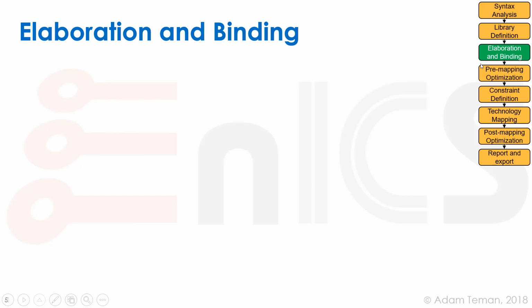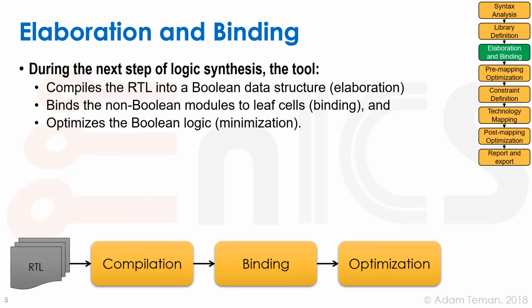So just a few words about what we're going to have happen at this stage, and then we'll go down into some of the algorithms that help us do this. What we're going to do is take our RTL and compile it into a Boolean data structure. That's called elaboration. During this elaboration, we also do what's called binding, which means we look for leaf cells that are not standard Verilog or VHDL primitives or commands.